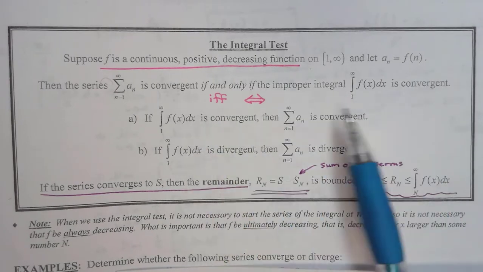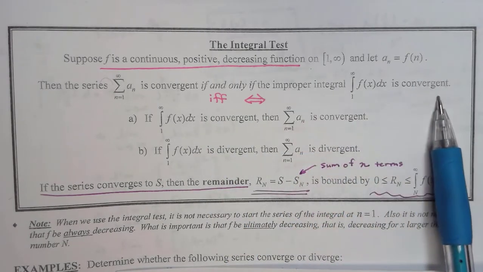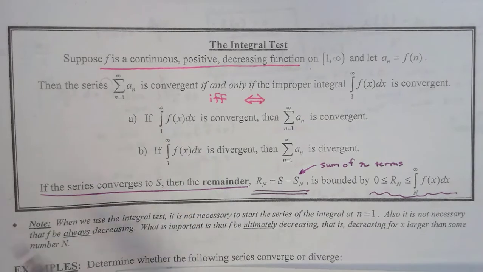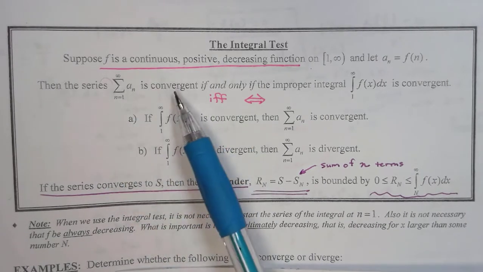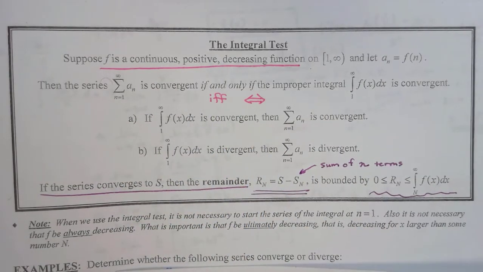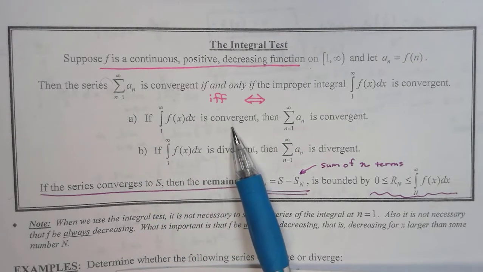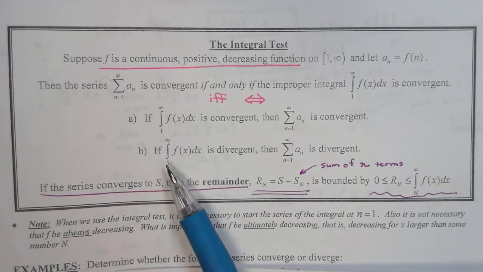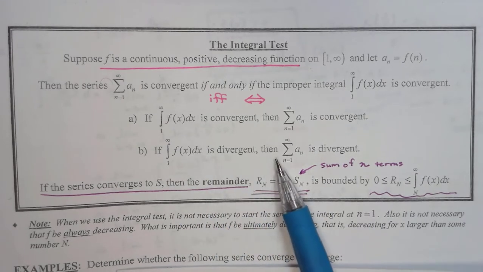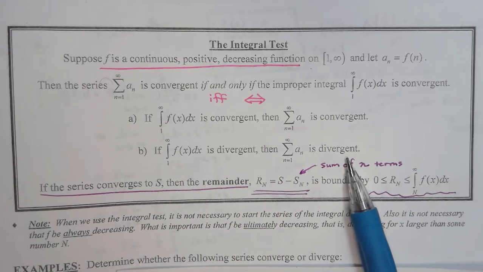And I can say it both ways. That means if the integral is convergent, then the series converges. If the series converges, then the integral converges. And our integral test says if our integral is convergent, then the series converges. And if our integral diverges, then the series is divergent.